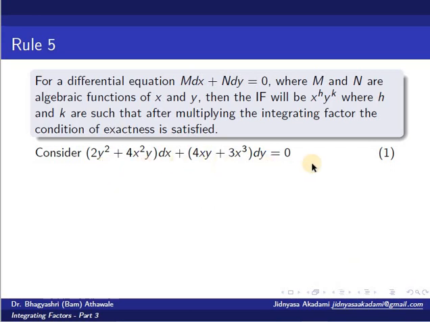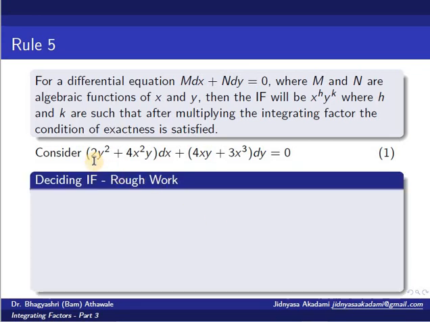Consider this differential equation. For this differential equation, let us check whether we can solve it by our previous methods or not. First of all, this is not in variable separable form. M and n are not homogeneous. They are not functions of ax plus by, so we can't reduce it to variable separable form. Further, ∂M/∂y is 4y plus 4x square and ∂N/∂x is 4y plus 9x square. They are not equal, so it is not exact.